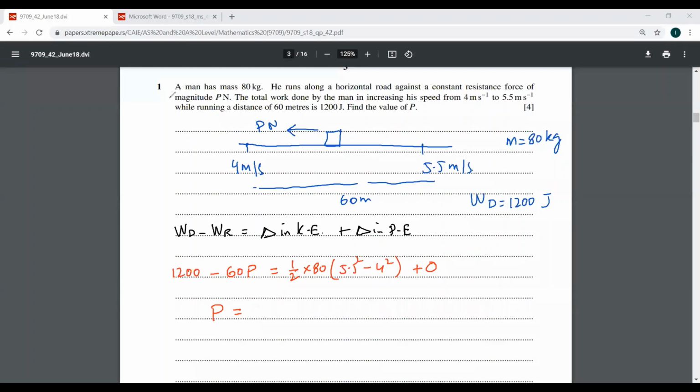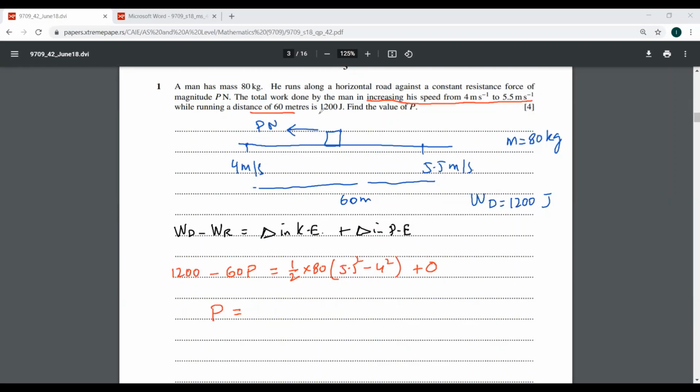So this was the question from June 18, variant 42. A man has mass 80 kg. He runs along a horizontal road against a constant resistance force of magnitude P. The total work done by the man in increasing his speed from 4 to 5.5 while running a distance of 60 meters is this.